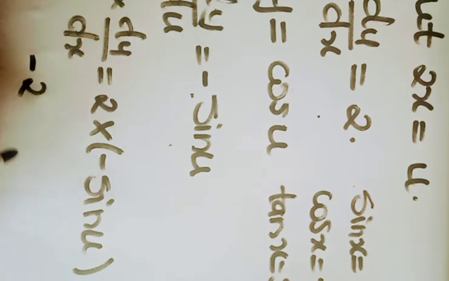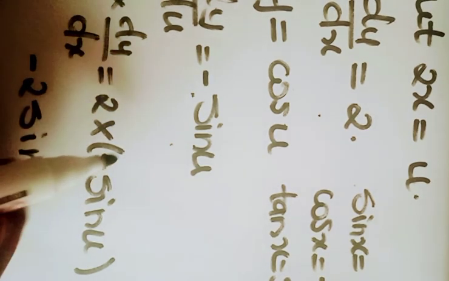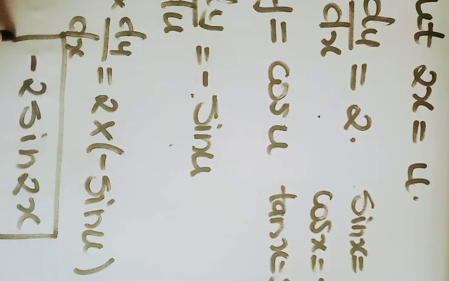negative, because the negative should come in front. And now we're going to have negative sine u. What is u? u is 2x, so it is negative 2 sine 2x, and that is the answer.